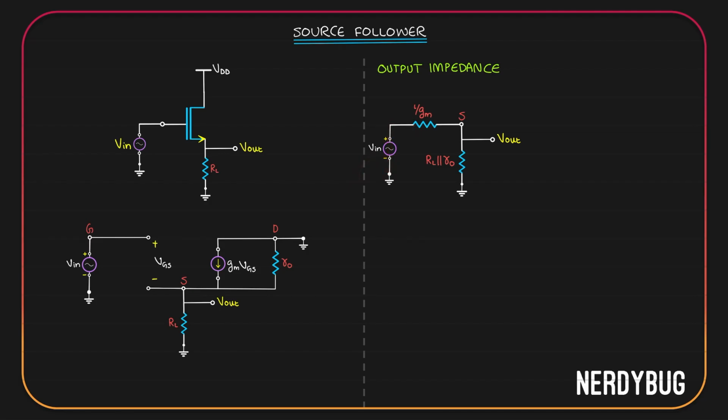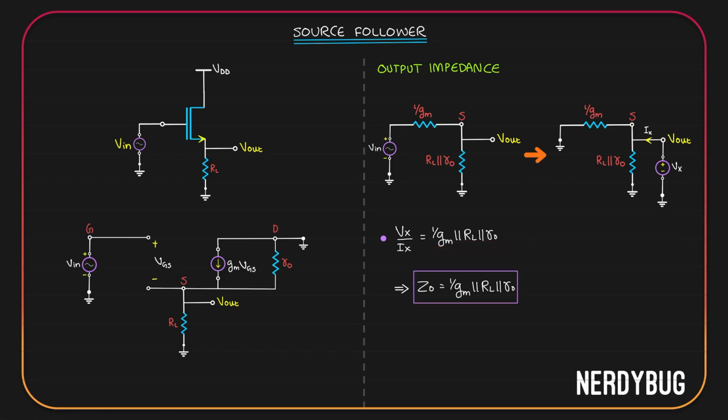To find output impedance, we'll have to apply a potential Vx at the output and find its relation with Ix, the current that will flow like this. Basically, what we need is this. You can see how easy it is to find Vx by Ix here. RL parallel to R0 and 1/gm are parallel to each other, and they are connected to the potential Vx. So directly we can write Vx by Ix is 1/gm parallel to RL parallel to R0, and that will be our output impedance.